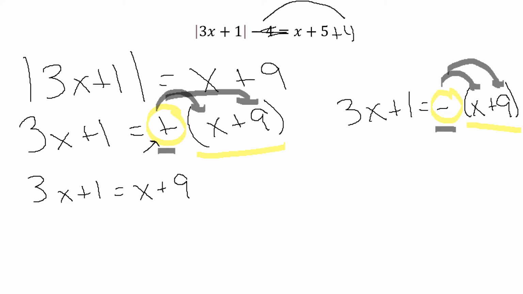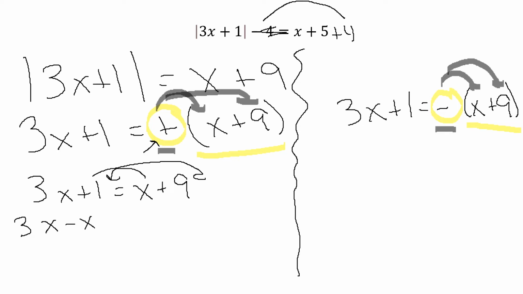And I'm going to just go ahead and solve this first problem. Hopefully I have enough room here. I'm going to put my x over here and my 1 over here. Remember, when I switch those, the operation changes. My understood plus x becomes a minus. My plus 1 becomes a minus 1. 3x minus x is 2x. 9 minus 1 is 8. So x equals 8 divided by 2, which is 4.